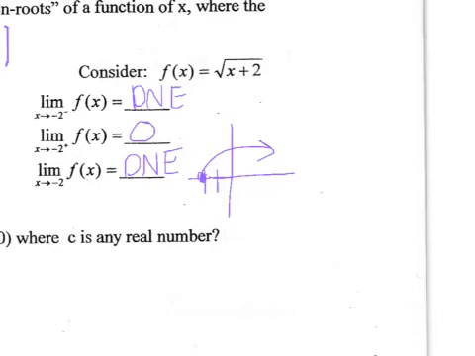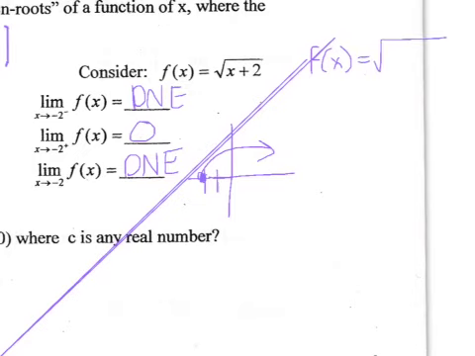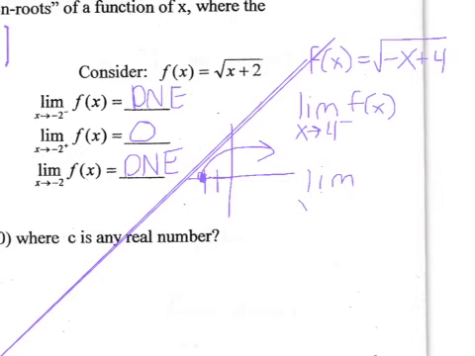Where this could get pretty complicated is if we had a function where we had f of x equals the square root of something like negative x plus 4. And we wanted to find the same type of information. We want to find the limit as x approaches 4 from the negative side of f of x, the limit as x approaches 4 from the positive side, and the limit as x approaches 4 in general.